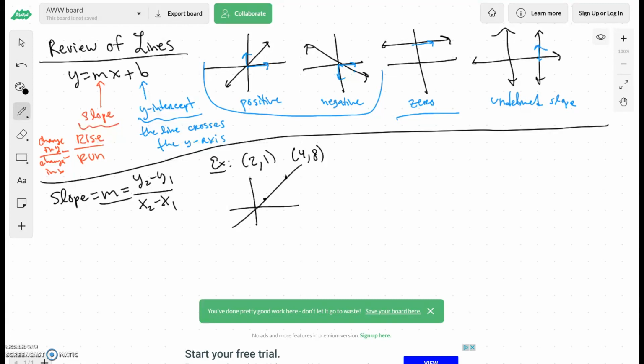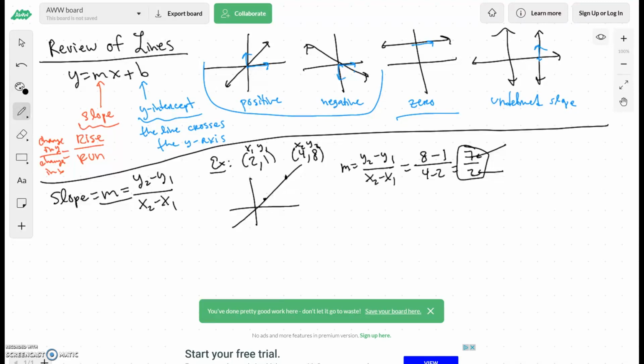So the slope is y2 minus y1 over x2 minus x1. I can put in any x1 and y1 I want, so these don't really matter. On top I'm going to have 8 minus 1, divided by 4 minus 2. This gives me 7 over 2, so this is my slope. What this means is that for every increase of 2 units in x, my y value changes by 7 units.